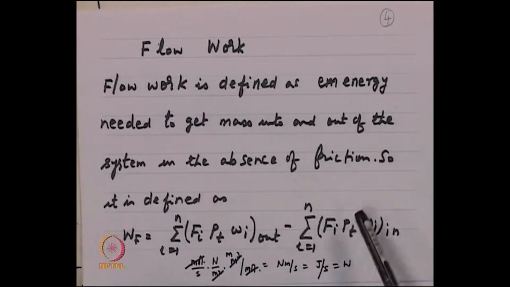Now, here is an instance which says that even in the absence of friction, this term F_i P_T omega_i out is different from F_i P_T omega_i in. Now, if this is greater than this, it means this is positive. If this term is less than this, the whole term is negative.